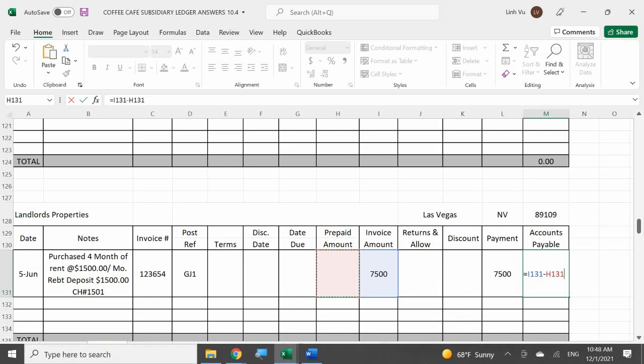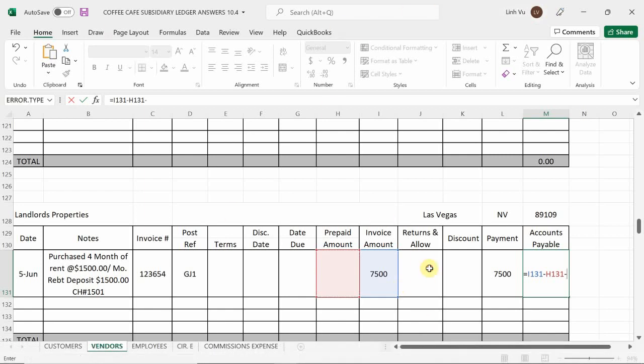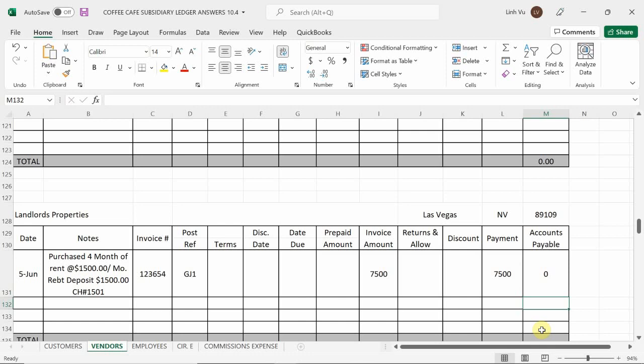Other things that will also affect your overall invoice amount are your returns and allowances, right? That will definitely decrease it. The discount will also decrease the amount that you owe as well. And last but not least, a payment is going to 100% decrease the amount that you owe. So at the end of the day, it's going to be your total invoice amount, subtract prepaid, subtract returns and allowances, subtract discounts, and subtract any payments. And that's going to give you your overall formula to solve for how much you owe this person. And in this case, because I owed them 7,500, but I made a payment to them for 7,500, I owe them $0.